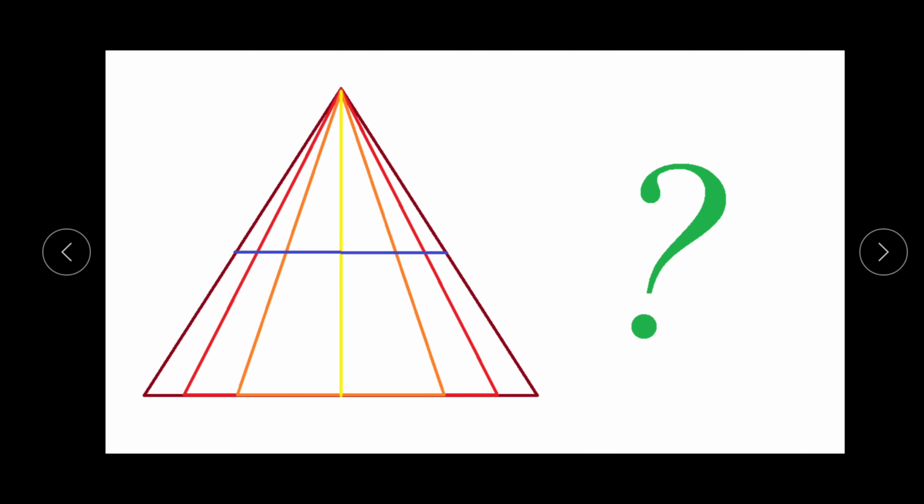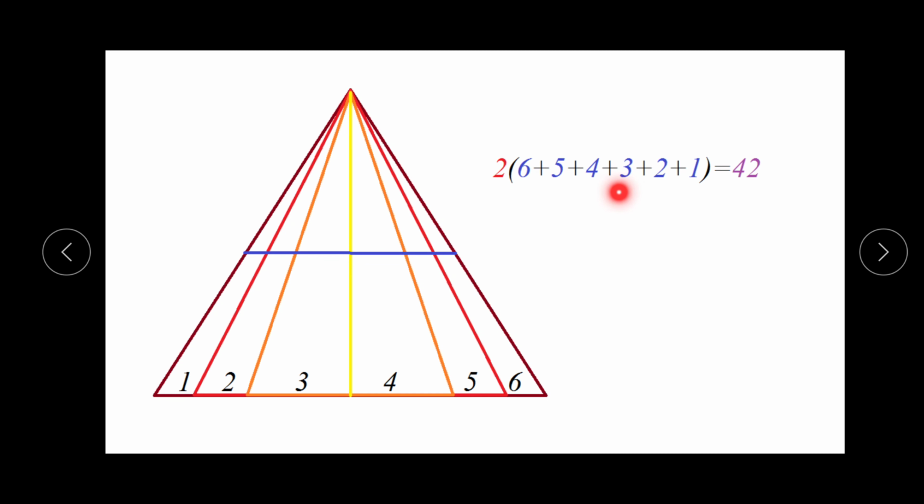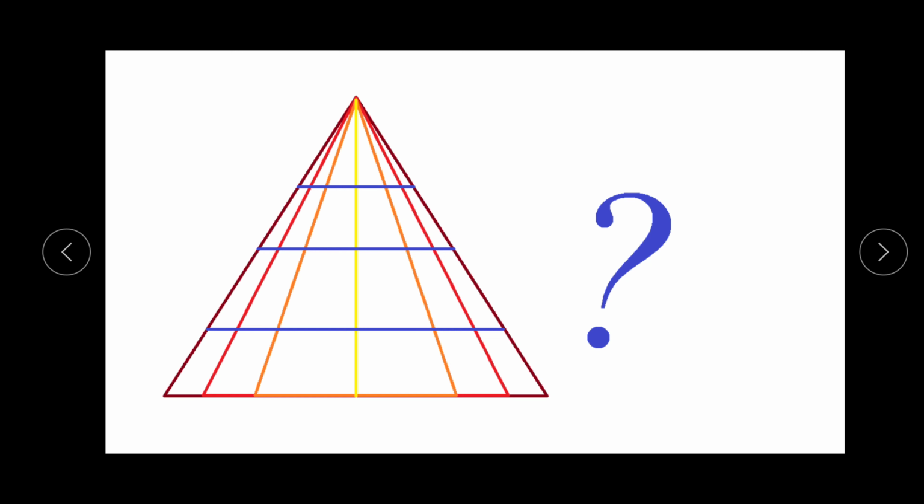Okay, if in this figure we draw a single line parallel to the base, then how many triangles are there? It means if in the previous figure there are 21 triangles, here there are double. It means 2 times 6 plus 5 plus 4 plus 3 plus 2 plus 1 is equal to 42 triangles. Now if we have to find out in this one, what will we do?